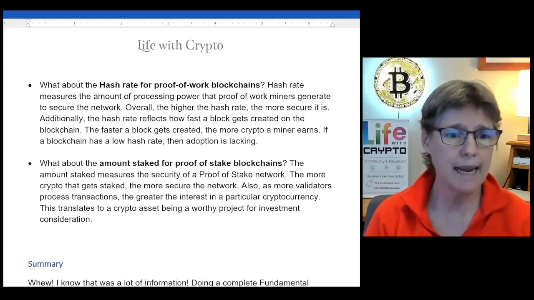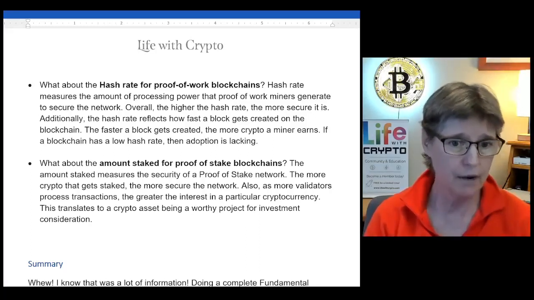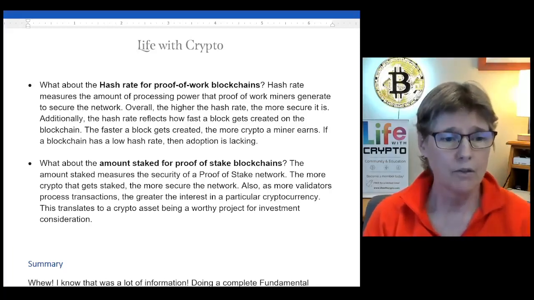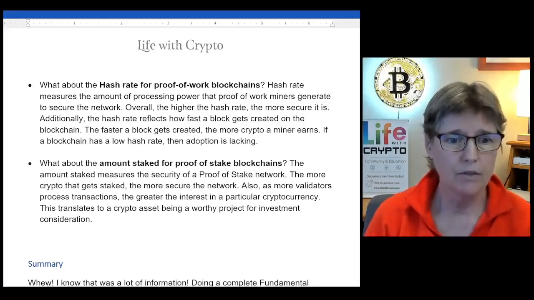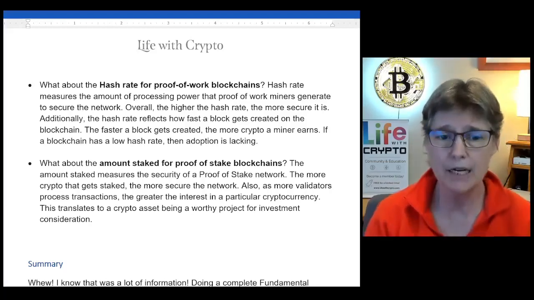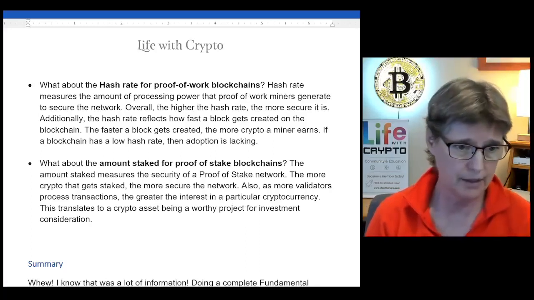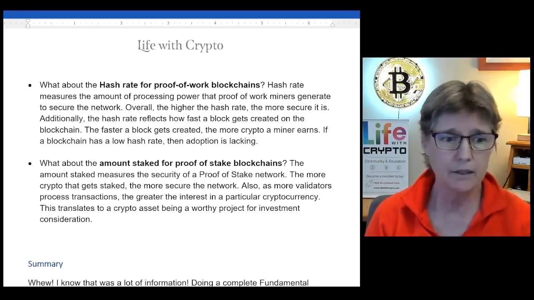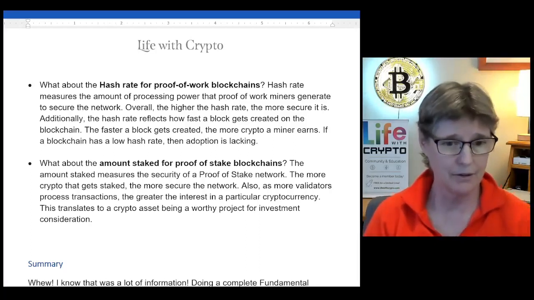The amount staked measures the security of a proof-of-stake network. The more crypto that gets staked, the more secure the network is. Also, as more validators process transactions, the greater the interest in a particular cryptocurrency. And this translates into a crypto asset being a worthy project for investment consideration.